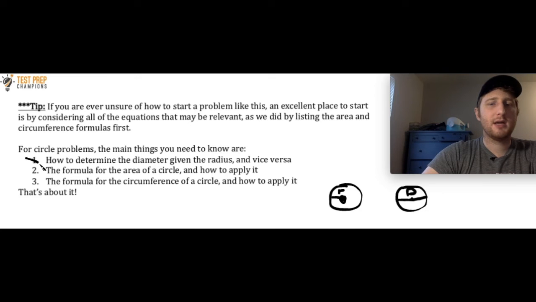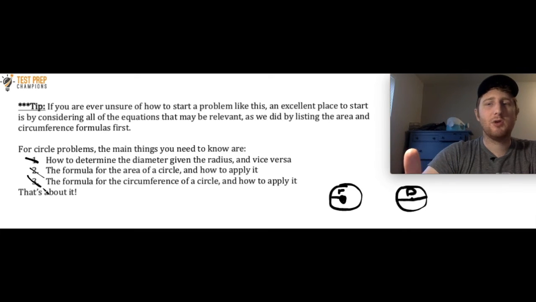Point number 2 here is you need to know the formula for the area of a circle and how to apply it, which we just went over. That formula is area equals pi r squared. And then you need to know the formula for the circumference, like I just showed you. That is circumference equals 2 pi r. These are the three main things that you really need to know about circles.